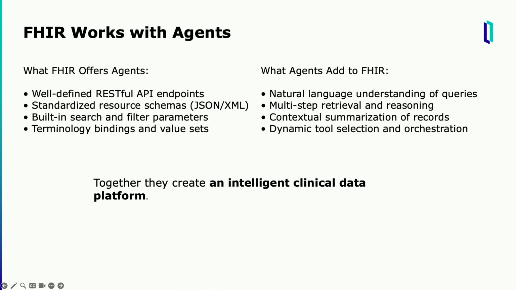So let's focus on the separation of responsibilities. FHIR gives structures, APIs, and terminology bindings. The agent adds natural language understanding, multi-step reasoning, and contextual interpretation. FHIR does not answer the question by itself. The agent does not manufacture the data. Each plays a distinct role, and that clean boundary is what makes the architecture maintainable.